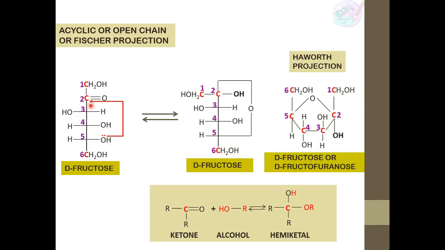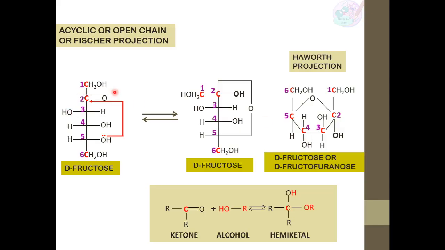So how does this happen? When ketone and alcohol react, they form hemiketal. In the case of glucose, it was hemiacetal because alcohol was reacting with aldehyde. Here alcohol is reacting with ketone, so it will form a hemiketal group, and finally fructose will cyclize.